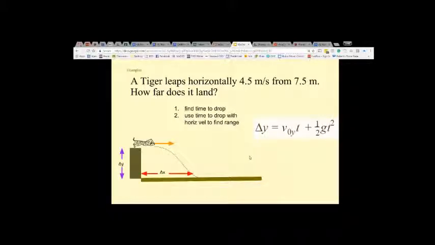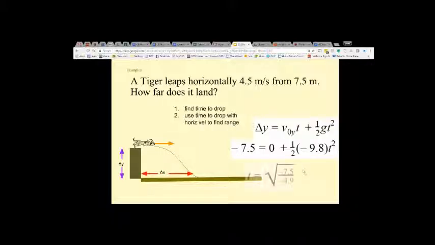So we are going to go ahead and focus on the vertical motion. Here's our formula that we're going to be using. Delta y equals v0y t plus 1/2 g t squared. Let's replace the values we know. We know that the change in height is 7.5 meters. We know the initial velocity is 0, so that term is zeroed out, and 1/2 negative 9.8 times t squared.